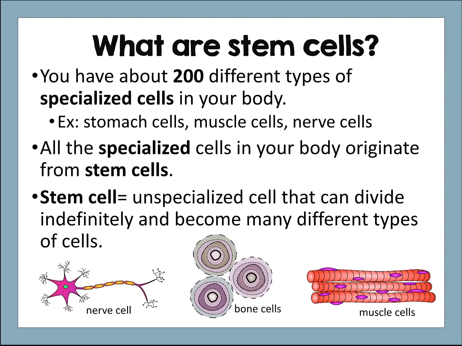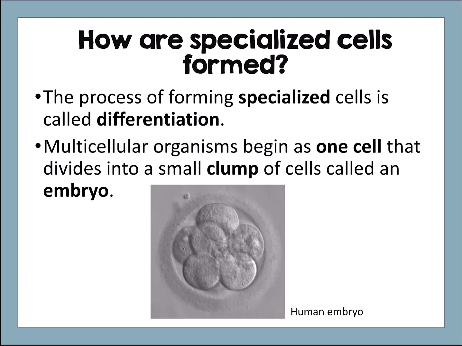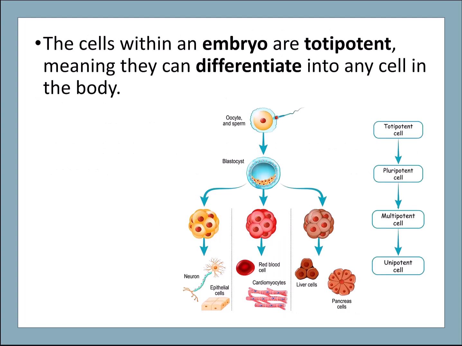Let's look at how that process happens. The process of forming specialized cells is called differentiation. Multicellular organisms like plants and animals begin as one cell that divides into a small clump of cells called an embryo. The cells within an embryo are totipotent, meaning they can differentiate into any type of cell in the body. Here's the fertilization process, sperm and egg coming together, and an embryo is formed from that as the cells begin to divide.